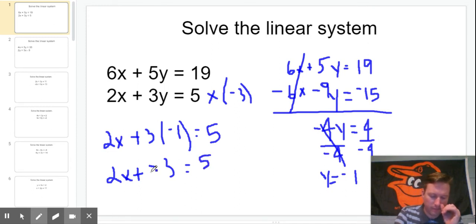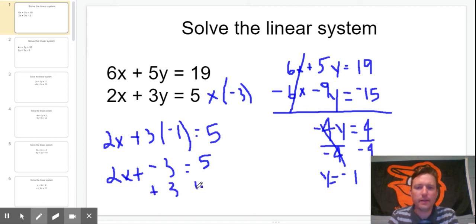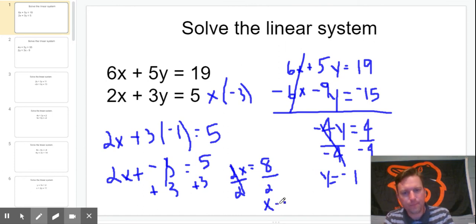I now want to get rid of my negative 3, so I would add 3 to both sides. 5 plus 3 gives me 8, and that cancels out here. I'm left with 2x equals 8. I'm going to do the inverse operation to isolate my variable. Divide by 2 from this side, and divide by 2 from this side. 2 divided by 2 cancels out, and x equals 4. How about that?